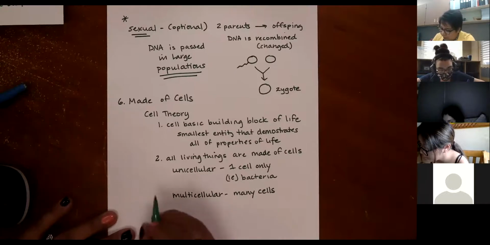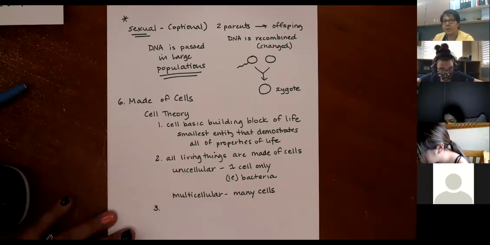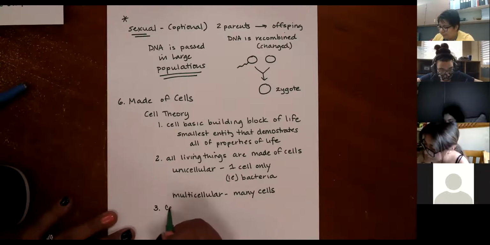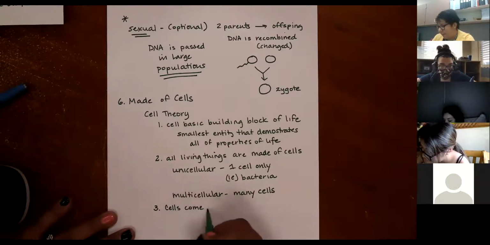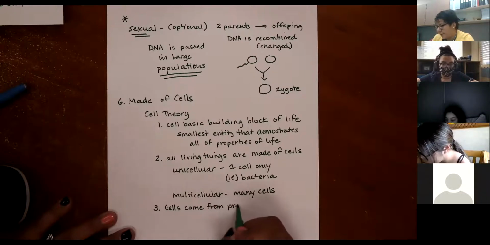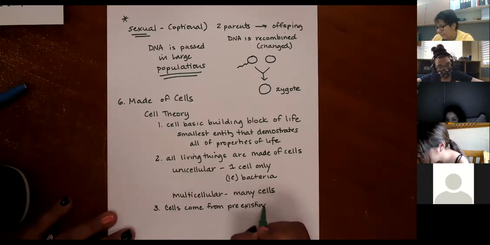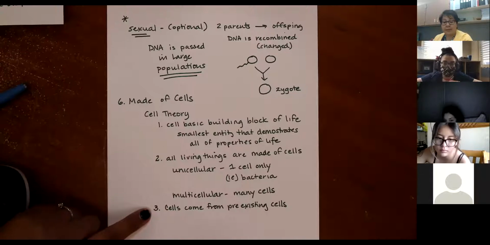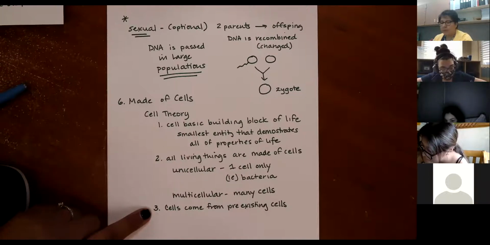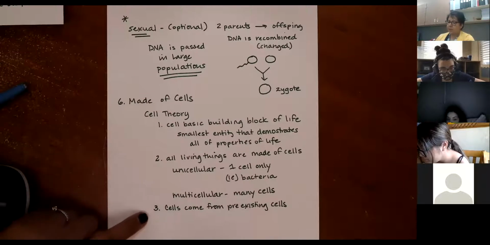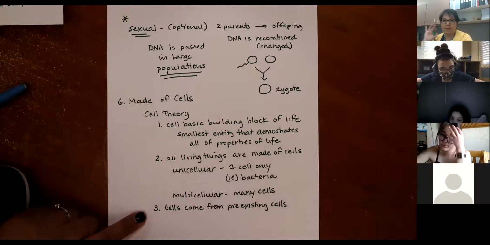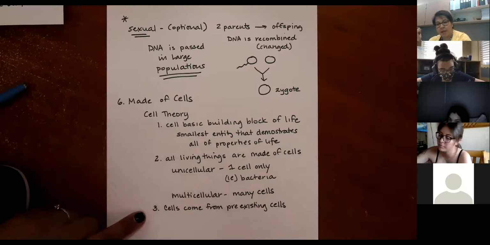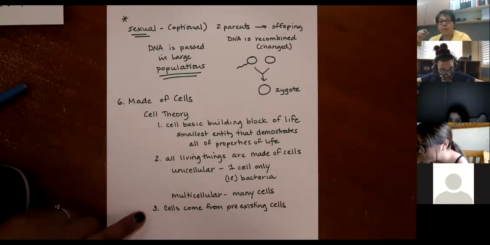The last part of the cell theory kind of answers the question, where do cells come from? Well, they come from pre-existing cells. That goes back to this idea of passing on your DNA. Cells reproduce. They come from other cells. This does not answer the question, where did the first cell come from? That's a whole different question. This is just saying, where do cells come from in general, or they come from other cells? Because cells will reproduce, either sexually or asexually.